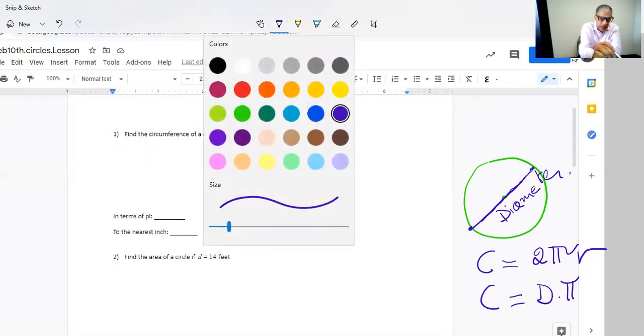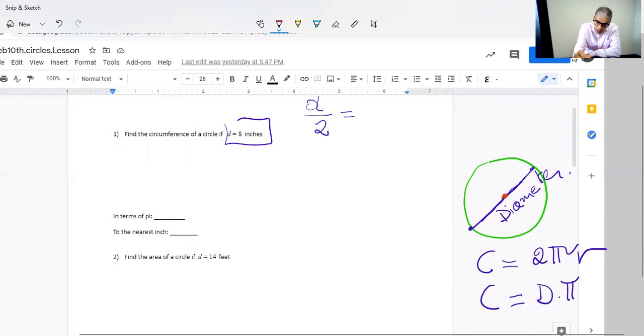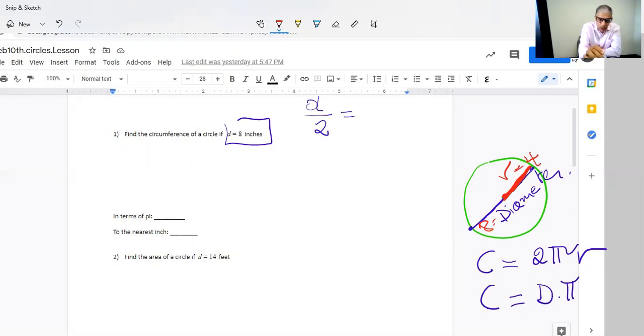So if you take this line here and just break it in half, that's the radius. If the diameter, the whole thing, is 8, half of it is 4. Whenever I do work, I like to get the radius first. So the radius is 4 inches, then the rest is just substitution in the equation for circumference.